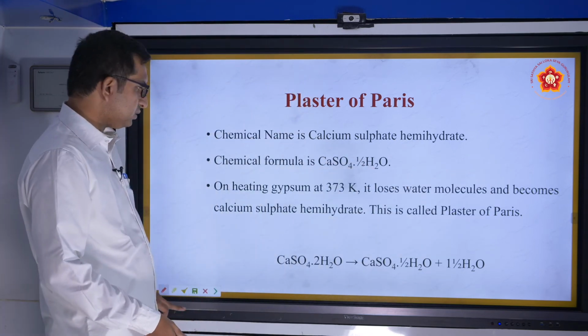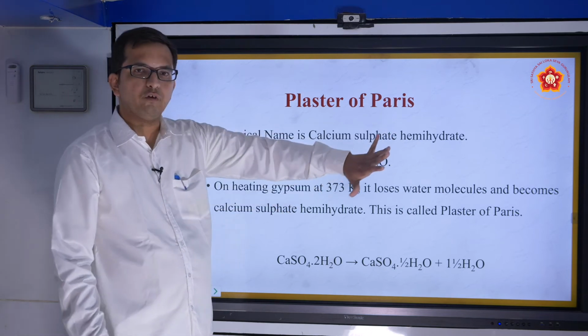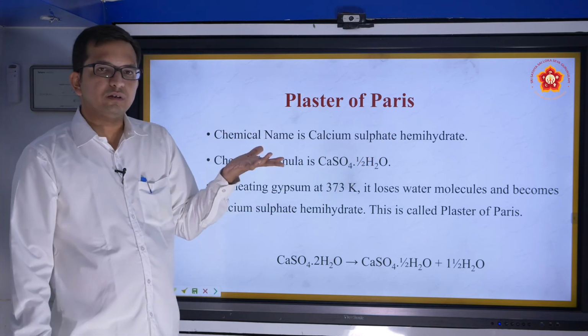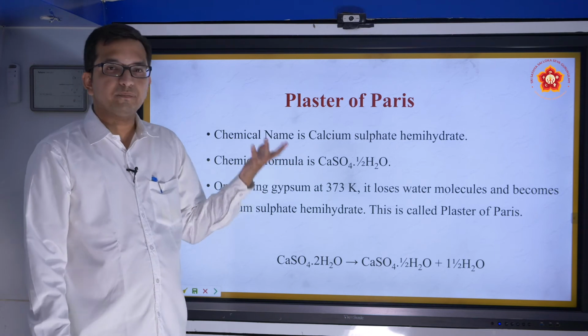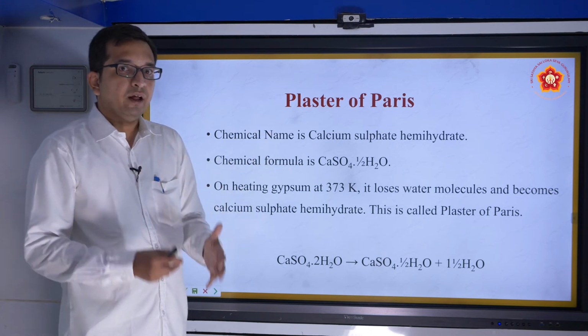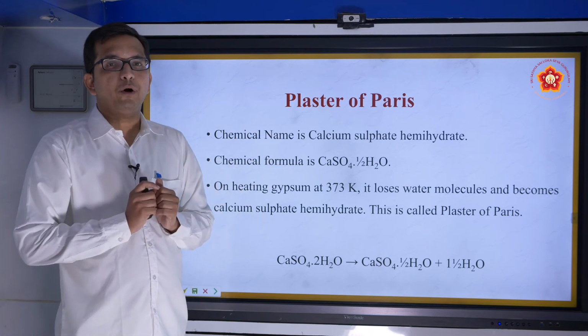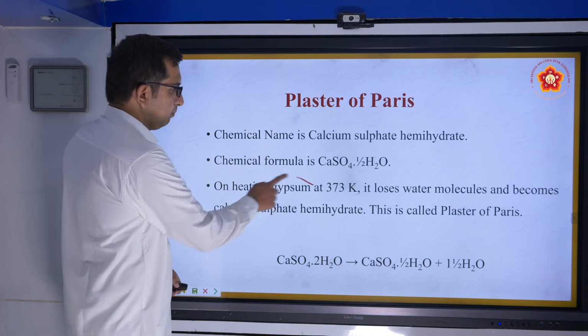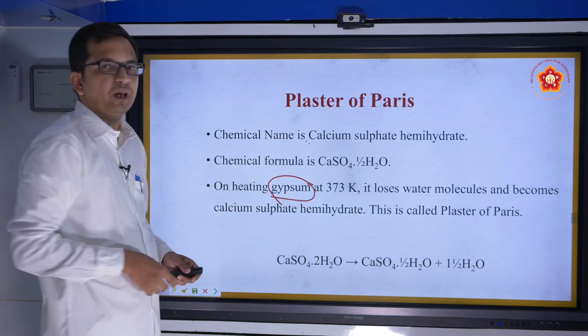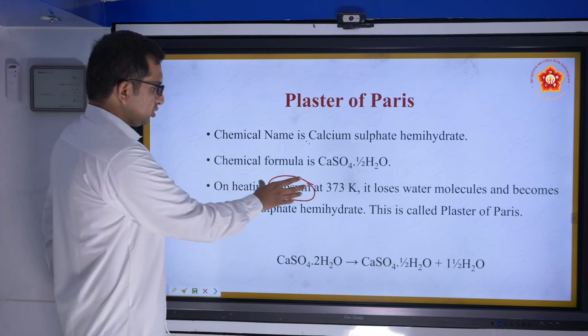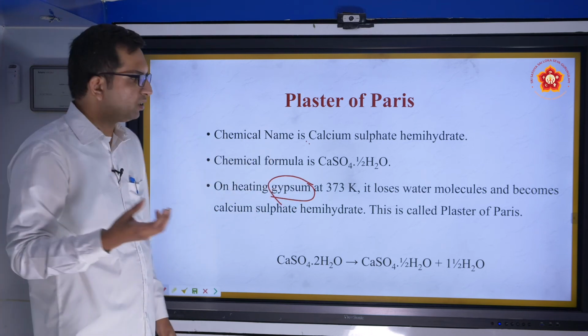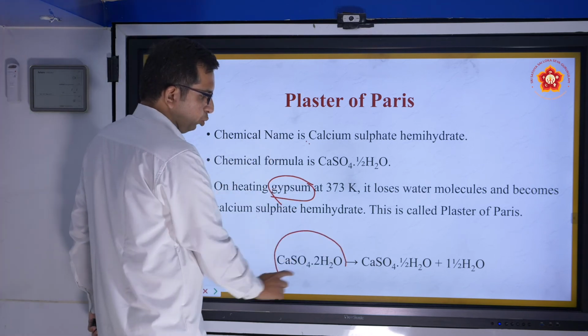This is an important thing, since only half a molecule of water is there. If you heat this compound to around 100 degrees centigrade, you get back its original compound, which is nothing but gypsum. So how do you obtain this plaster of Paris? We have this white colored compound called gypsum, which is nothing but CaSO4.2H2O.